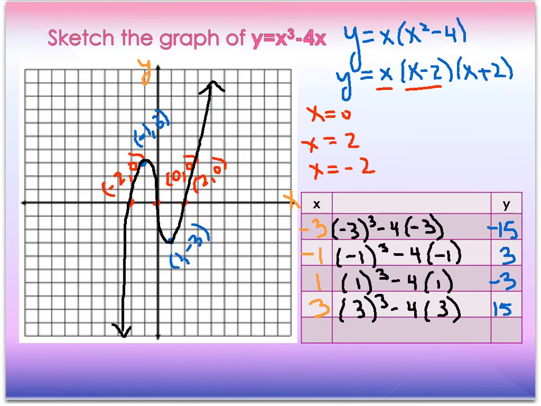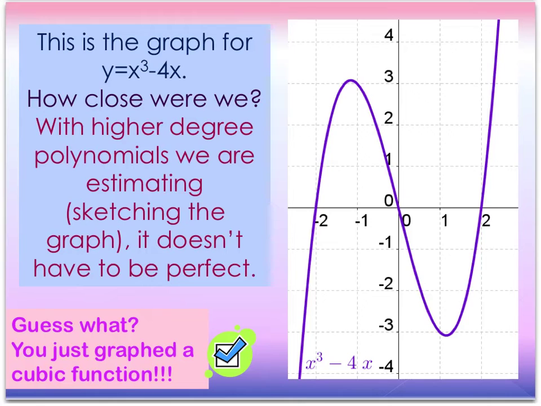So here's the graph actually graphed inside of GeoGebra, so it's a little bit more accurate, but you can see it looks very similar to the one that we just did. We have our zeros that we found by factoring and solving. We have our points negative 1, 3 and positive 1, negative 3 that we plugged into our table, and you can see that it looks very similar to the graph that we just sketched.